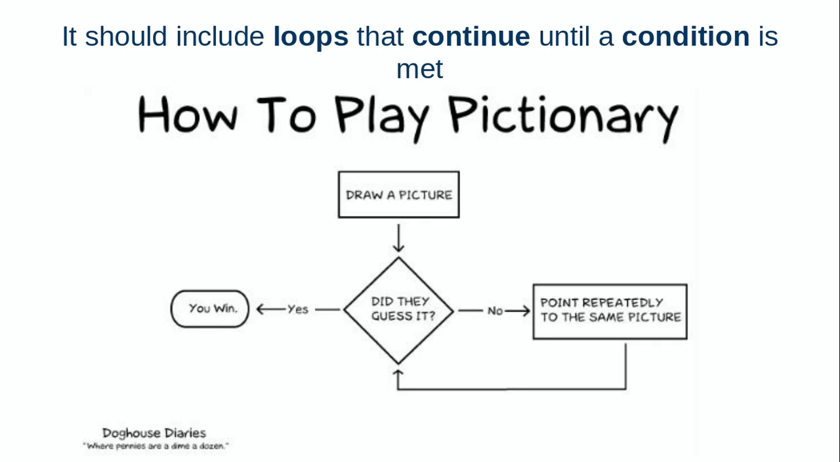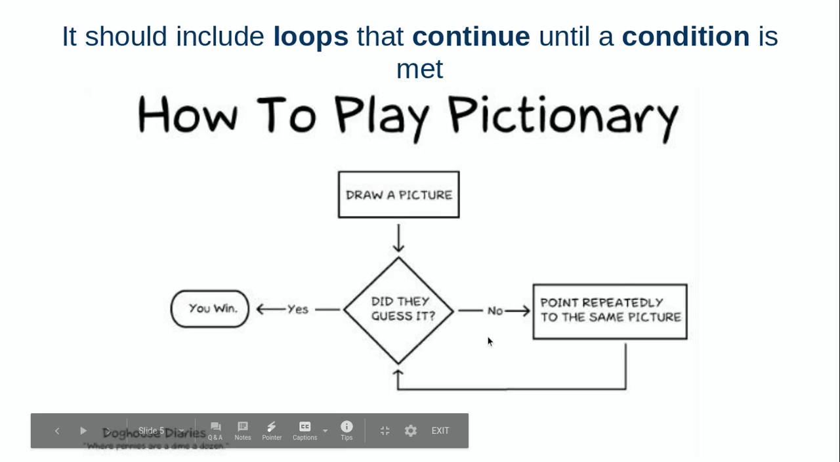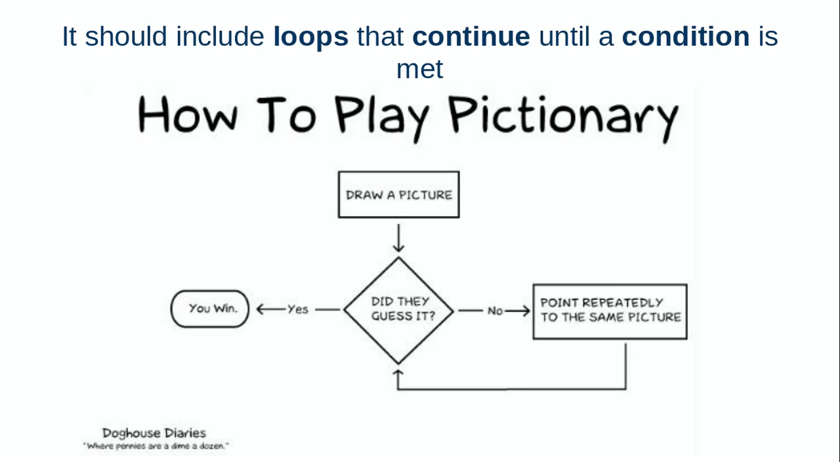Here's another example of the game state, the loop state within Pictionary. So very simple. You draw a picture. Have they guessed it? No. We'll keep pointing at it until they guess it. Then they guess it, and you've won.